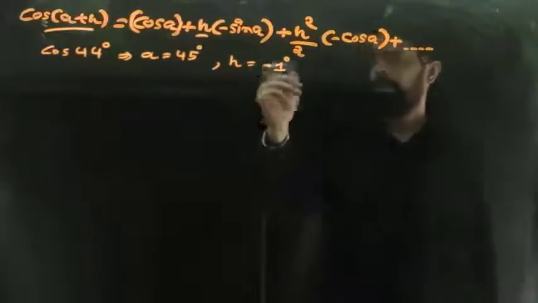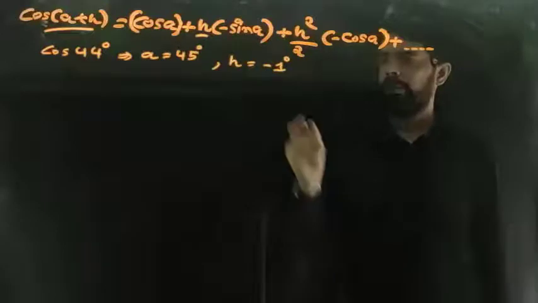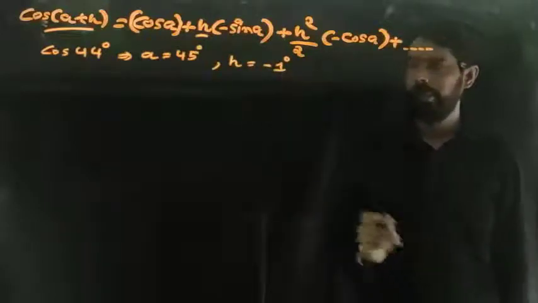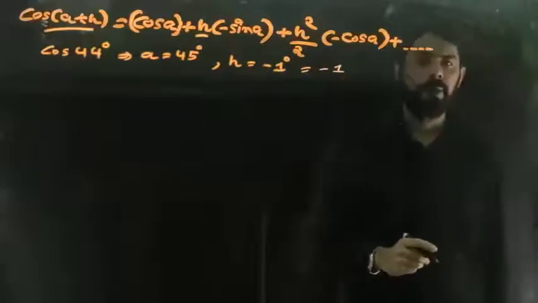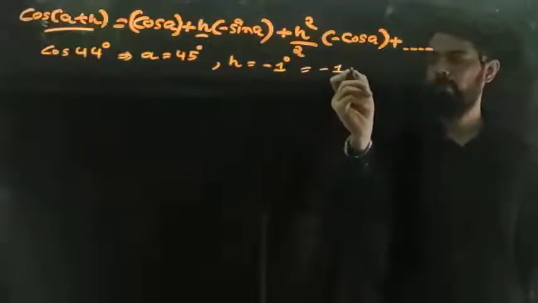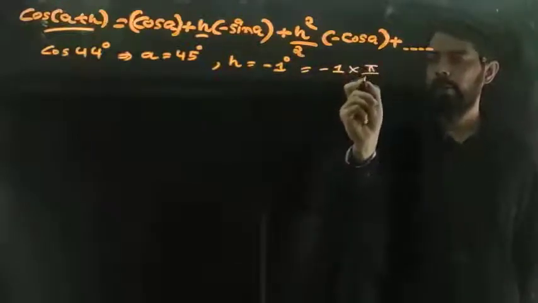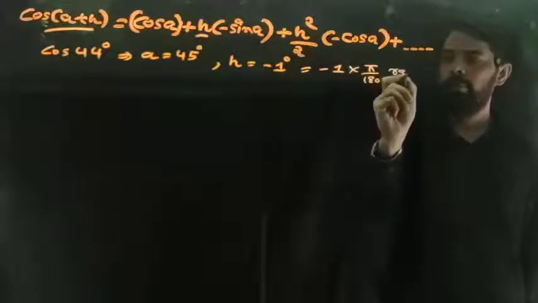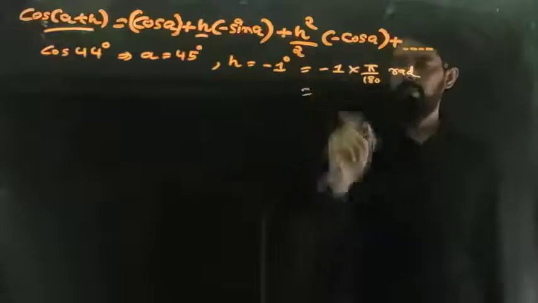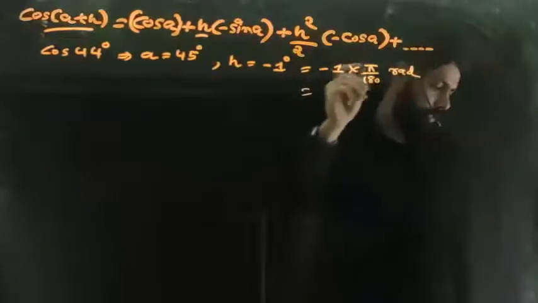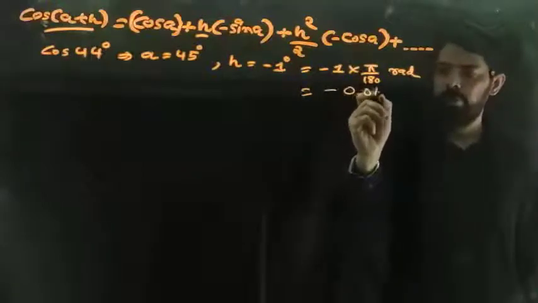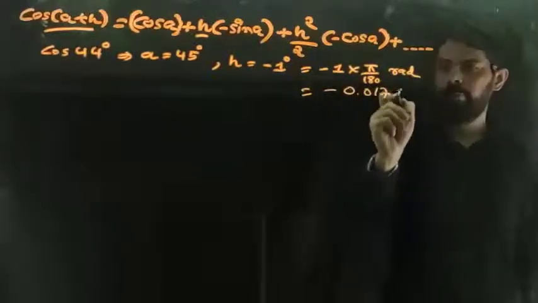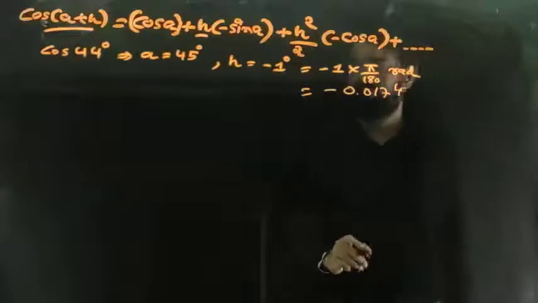But here we will have to convert this degree into radians. 1 degree means pi by 180 radians, so we multiply by pi by 180 to convert into radians. So h is minus pi by 180, and the value of this is minus 0.0174. So this is the value of h.